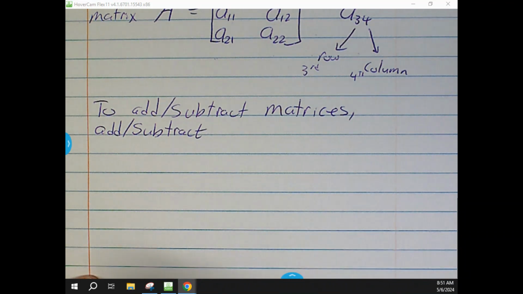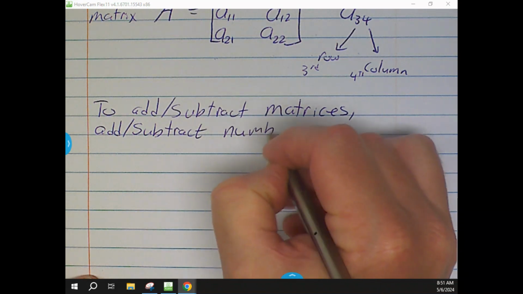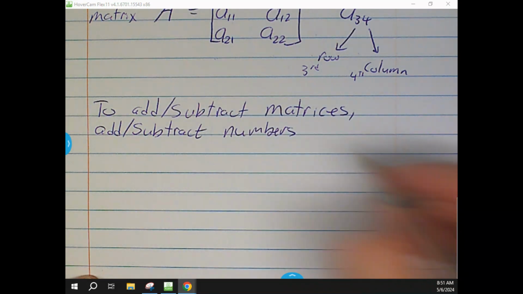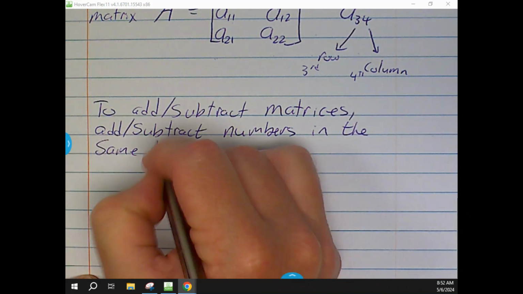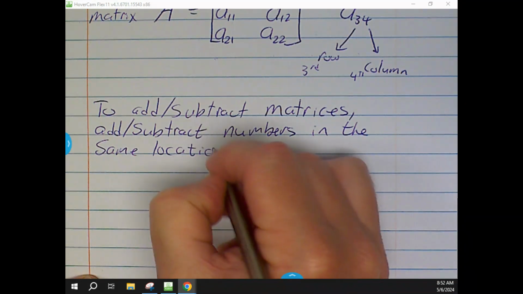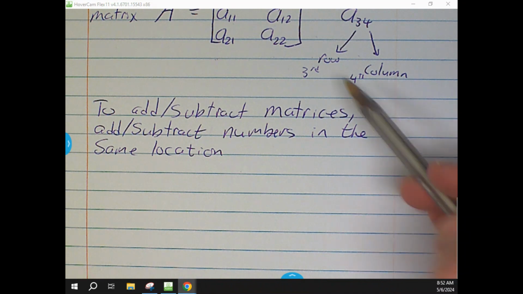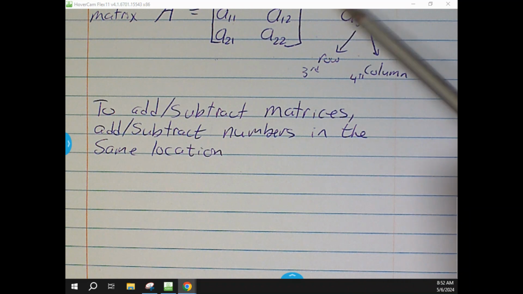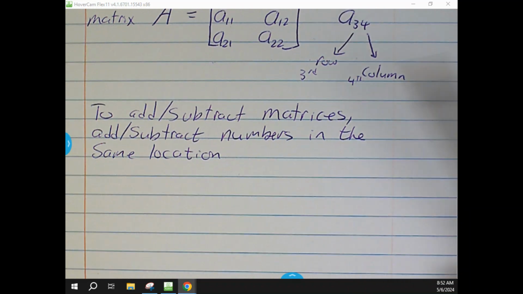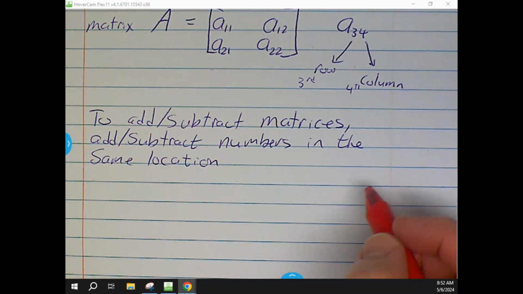So to add or subtract matrices, you just add or subtract numbers in the same location. So if you have matrix A over here and matrix B over here, you have to add the ones that are in the same row, same column. Like if we're going to add the first row, first column number here, we would add it to the first row, first column number in the next one that we're looking at. We'll show you an example of this in a second. And here's the thing: if you're going to add and subtract matrices, they must be the same size.